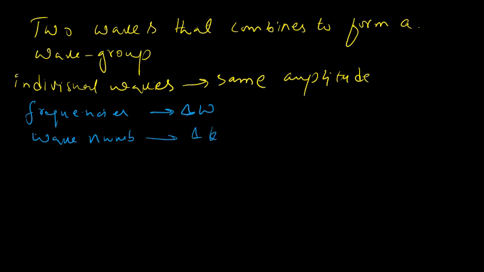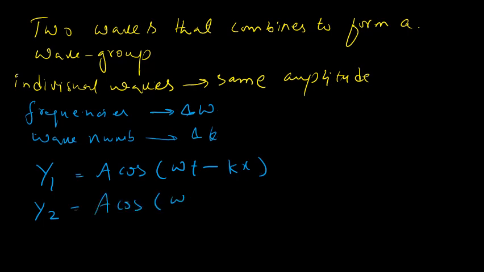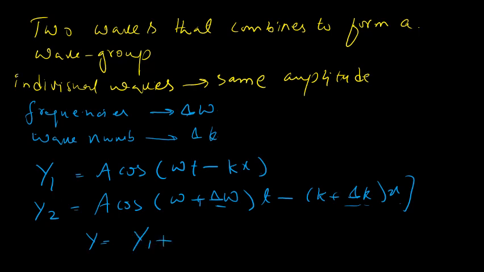Let's suppose we have a wave which can be represented by wave 1, and its equation is y1 = a cos(ωt − kx), and a second wave which can be represented by y2 = a cos((ω + Δω)t − (k + Δk)x), where Δω is the change in the frequency and Δk is the small variation in the wave number. So the resultant displacement at any position x is the sum of y1 and y2. That is, we can write y = y1 + y2.